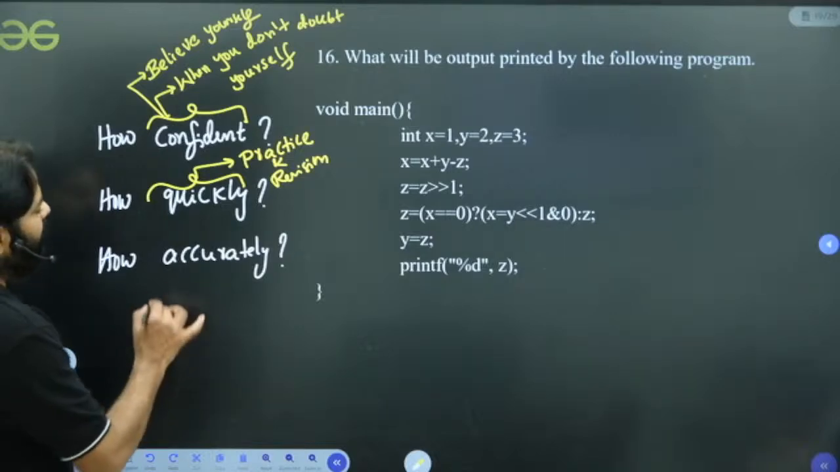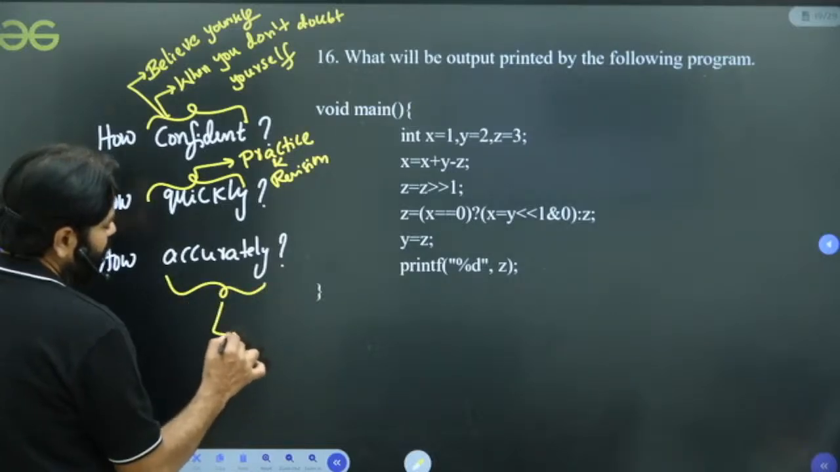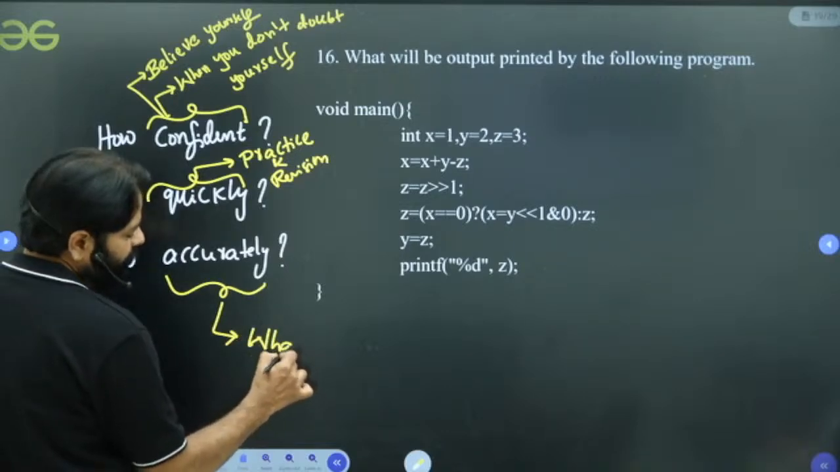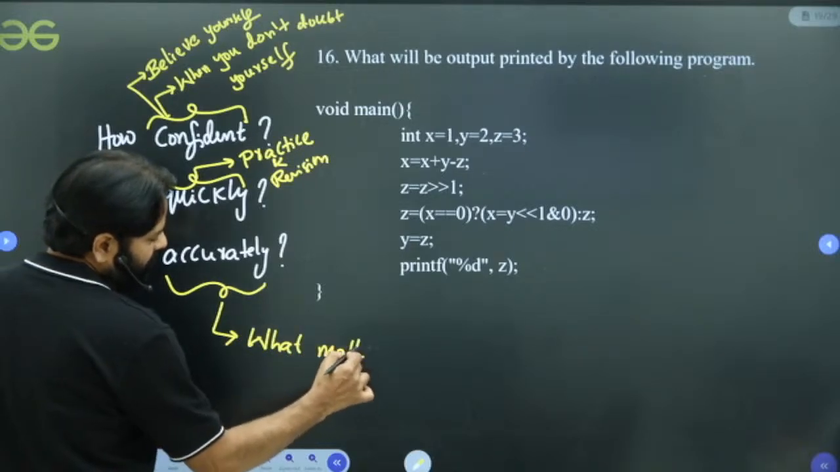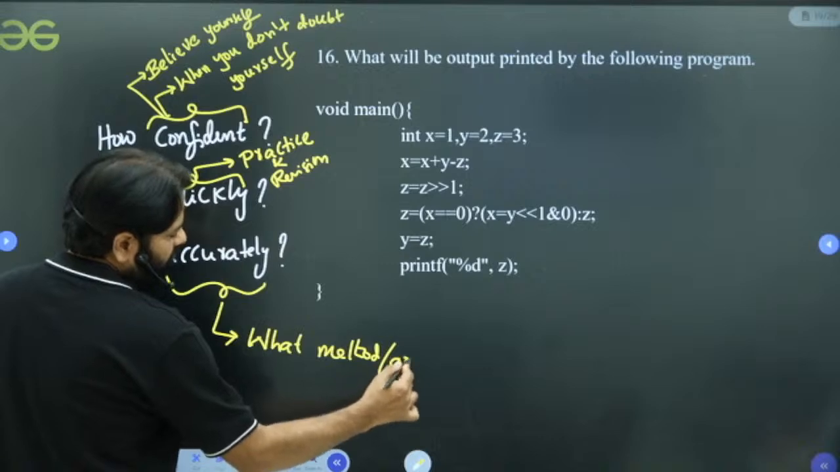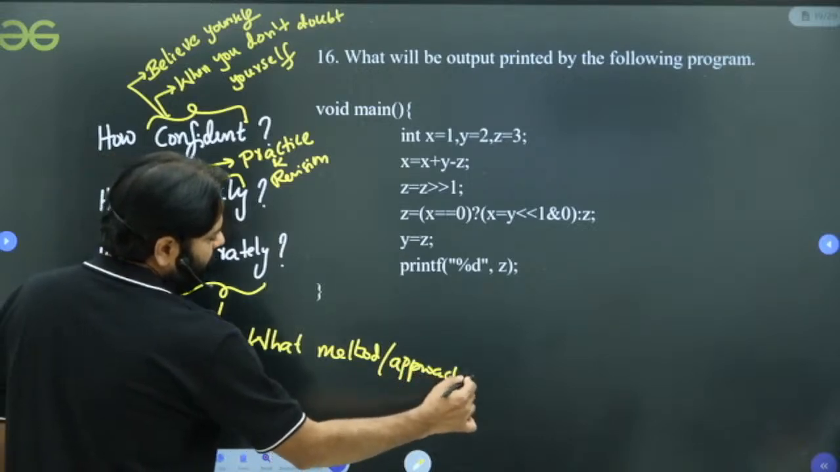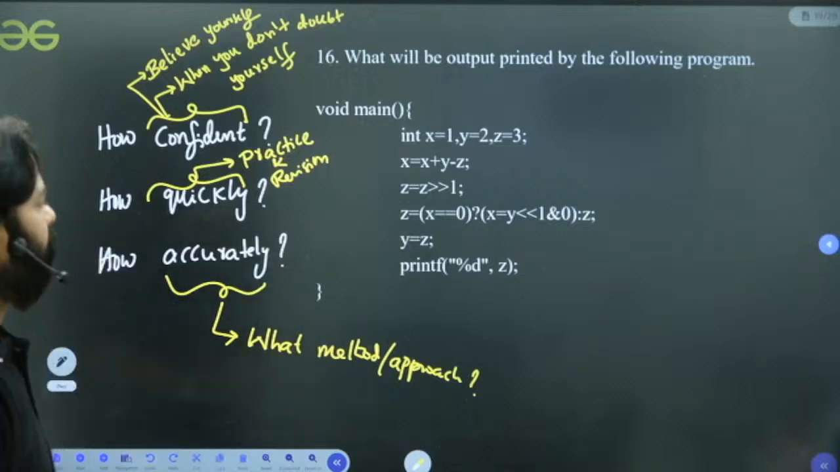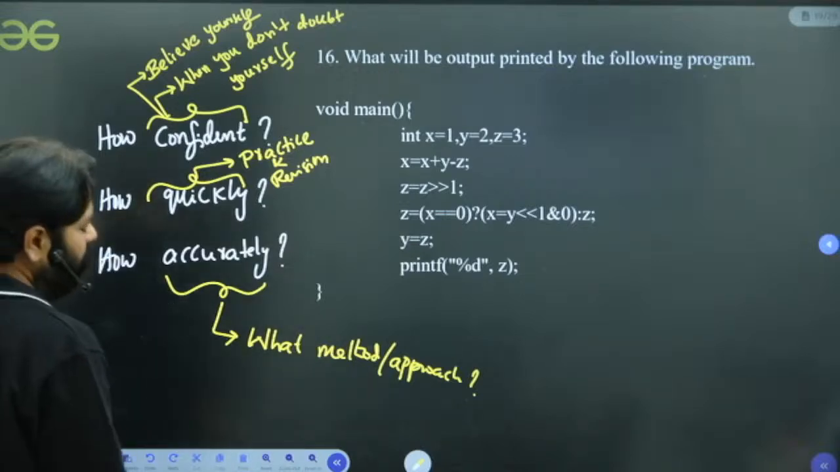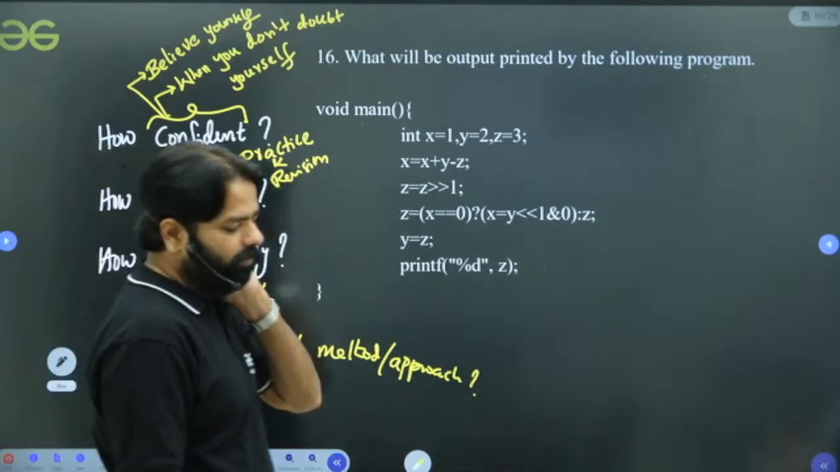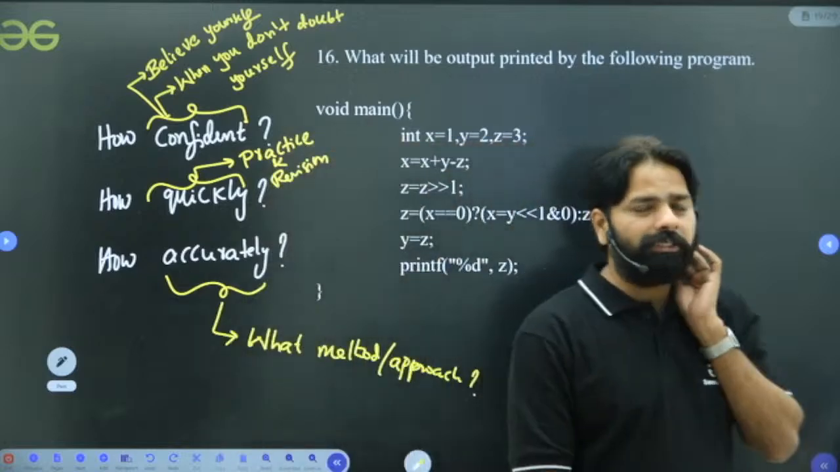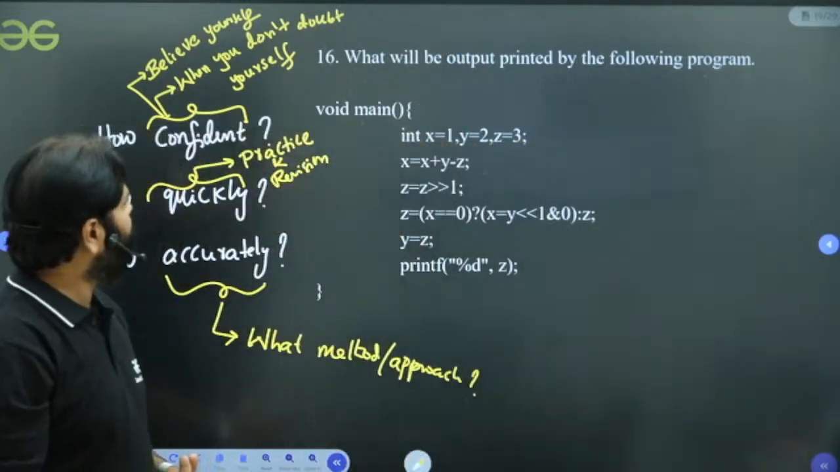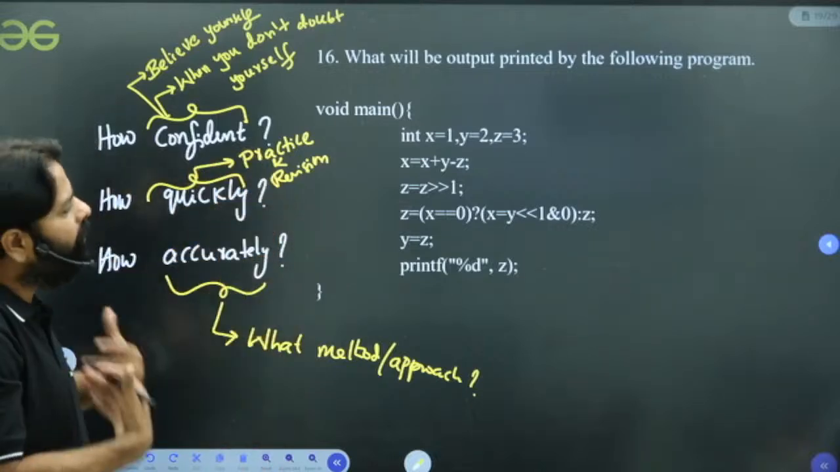Now accuracy depends on what method you follow. If you're not following the right method, you may get a wrong answer. Right. Believe this is going to happen for every question. If you're not confident, please leave that question. If you are confident on a question, when you look at it, you will know it. Yes, I can do it.